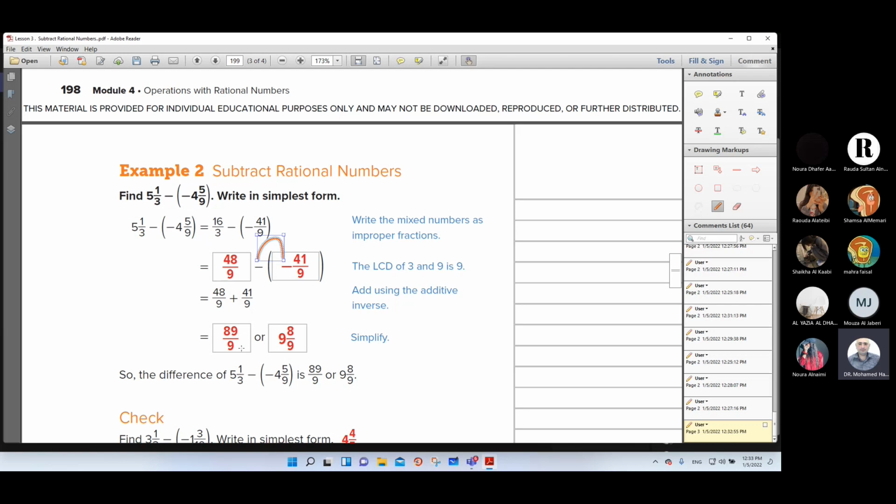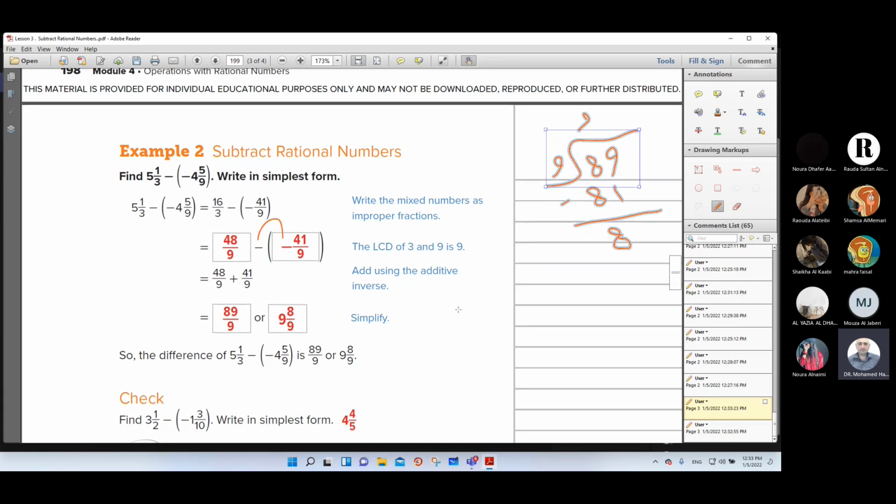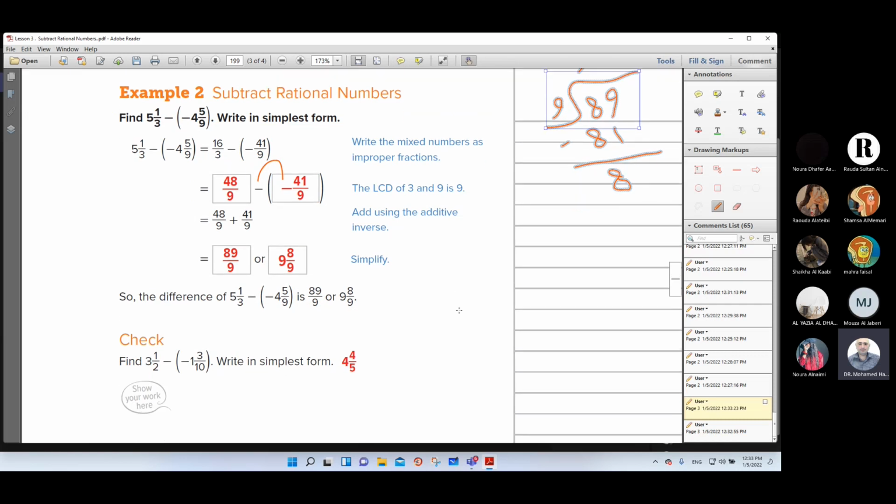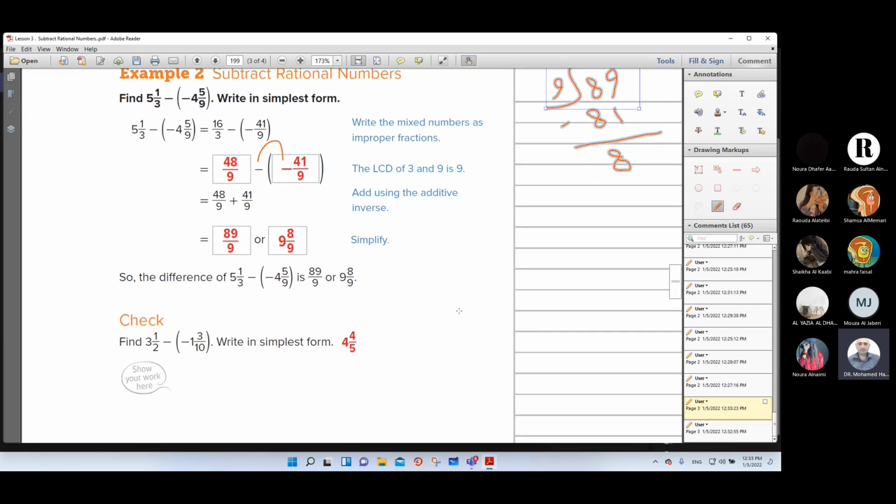We can change this fraction to the mixed number. How to change the fraction to the mixed number? We can do long division. 89 divided by 9 will be 9, because 9 times 9, 81. The closest number to the 89 will be, the answer will be 8. So the quotient means the whole number, 9, and the remainder, 8, put it in the numerator, and the 9 here is the divisor, or the denominator.